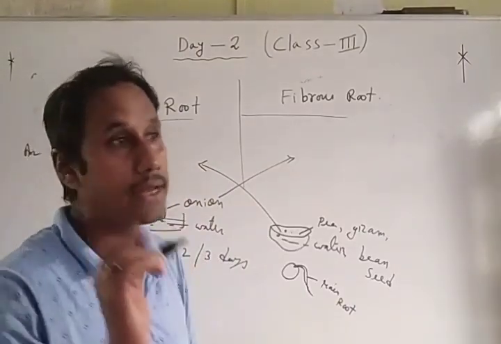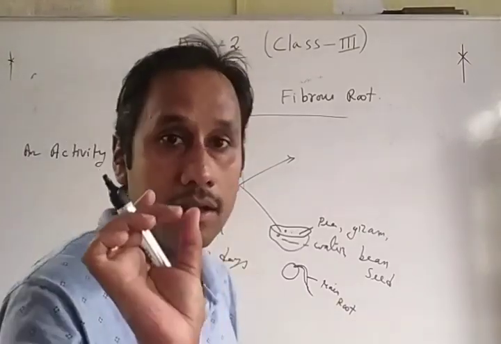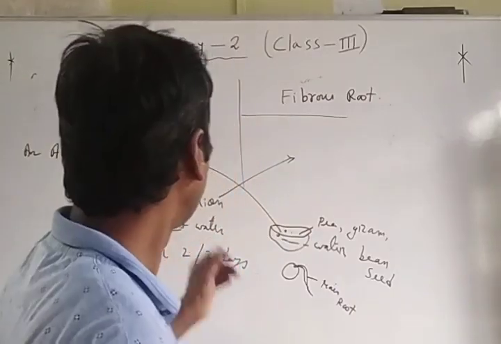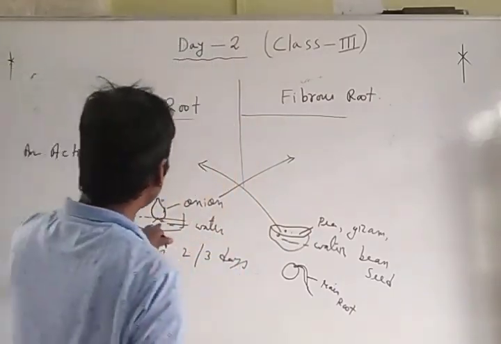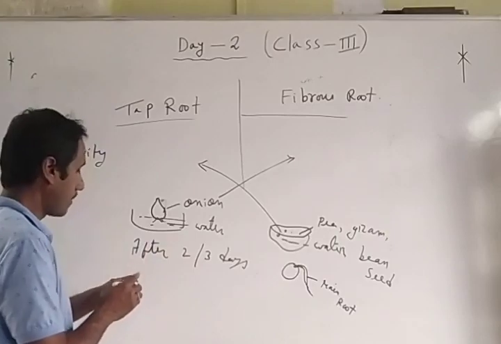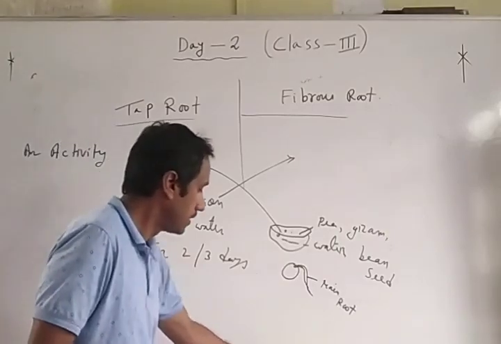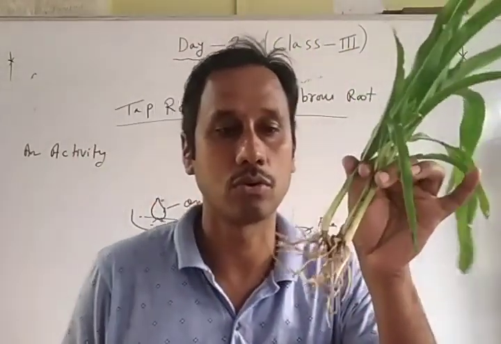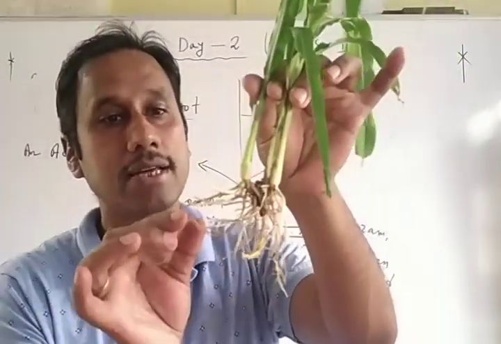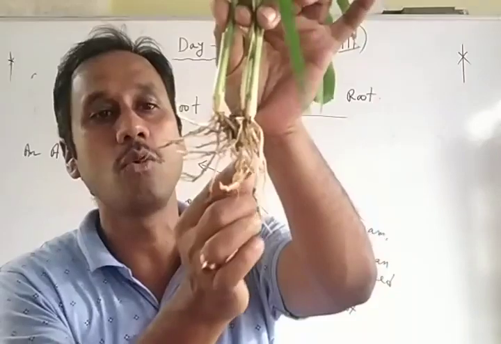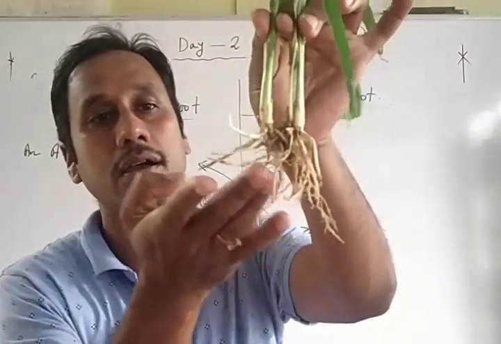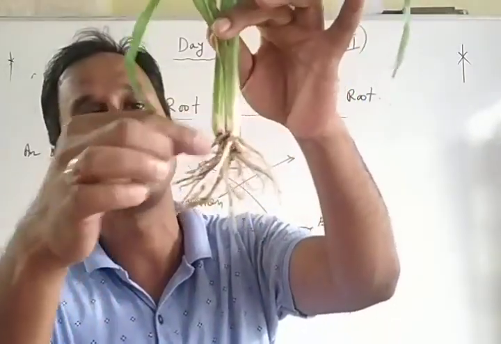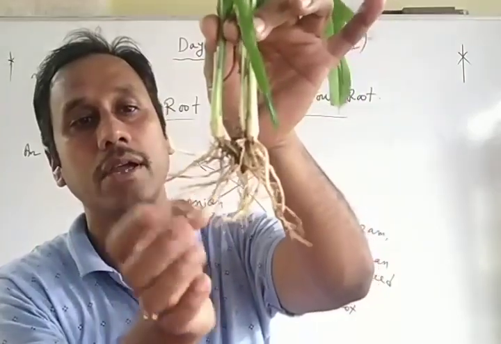Tap root ki hoy, the main root. But fiber root ki hoy, there is no main root. I am going to show you one plant. This is a corn plant. Look at the picture. So many roots. There is no main root. In here, there is no main root. All the many roots are equal in size at the base of the stem.